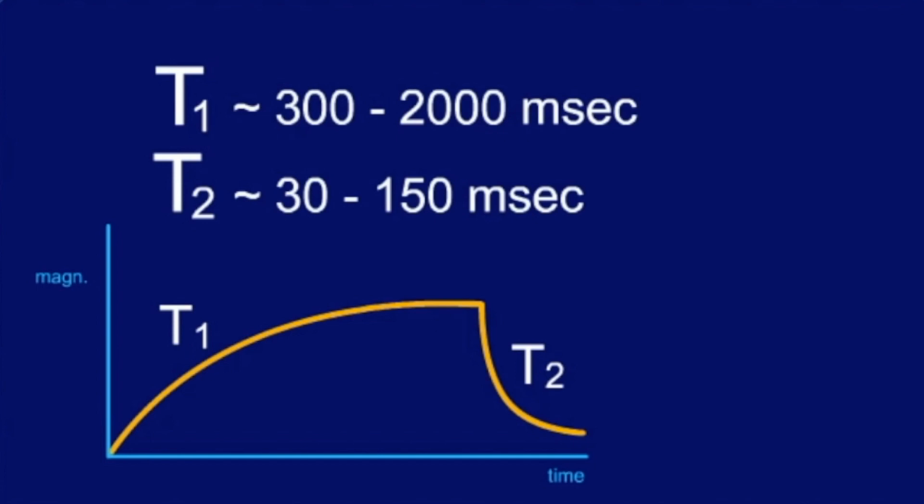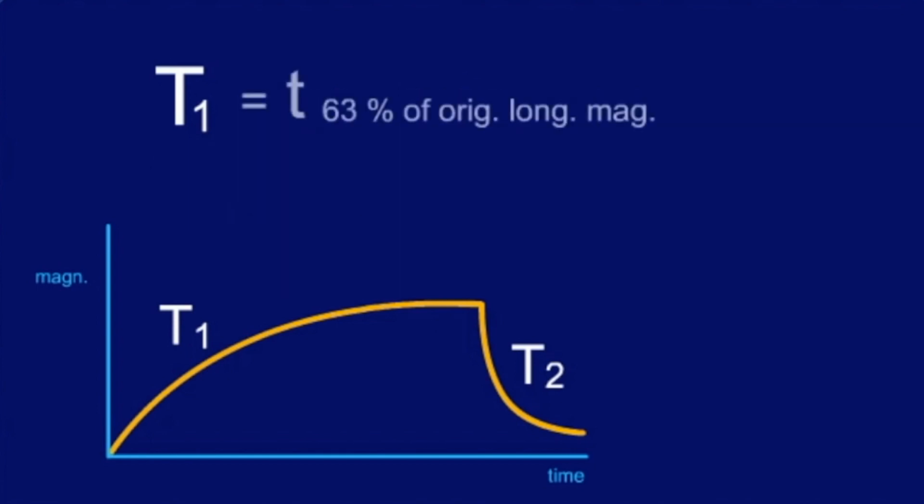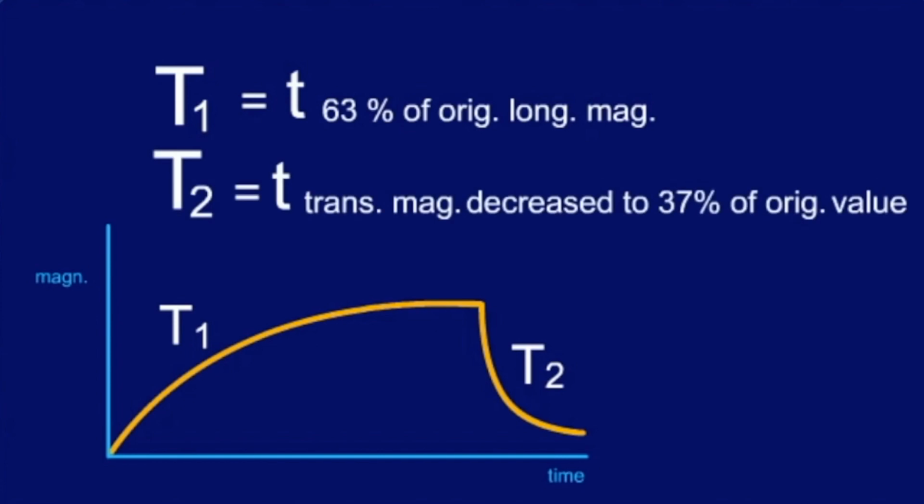It is difficult to pinpoint the end of the longitudinal and transversal relaxation exactly. Thus, T1 and T2 were not defined as the time when relaxation is complete. Instead, T1 was defined as the time when about 63% of the original longitudinal magnetization is reached. T2 is the time when transversal magnetization decreased to 37% of the original value. These percentages are derived from mathematical equations, but we do not want to go into more detail here.